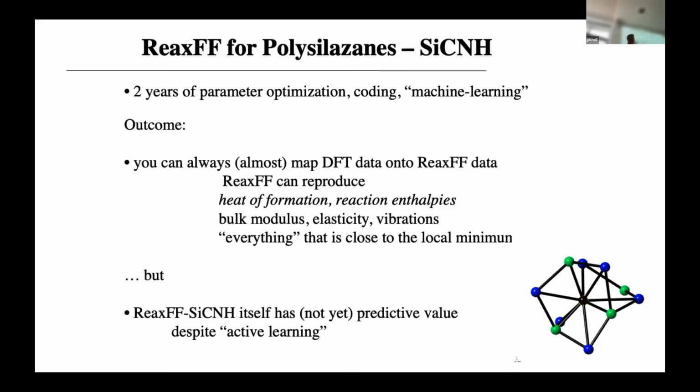You can model any kind of heat of formation, reaction enthalpies, so static structures perfectly. Bulk modulus, elasticity, vibrations. You get this. Great, yes? Everything that is close to a local minimum, you get great. When it comes to the question of modeling transition states, it turns out that you have to model one transition state after the other to include this into your set. And then it gets painful.